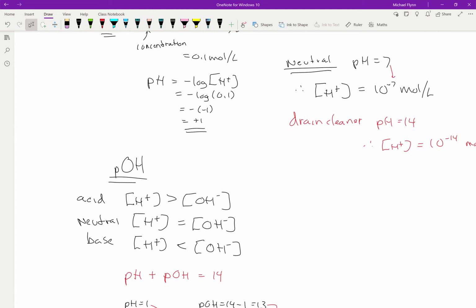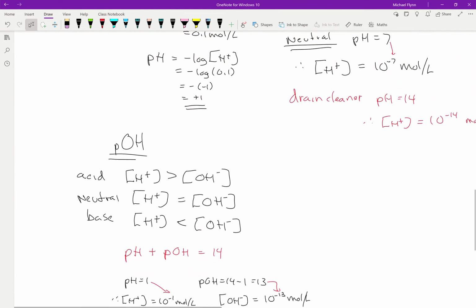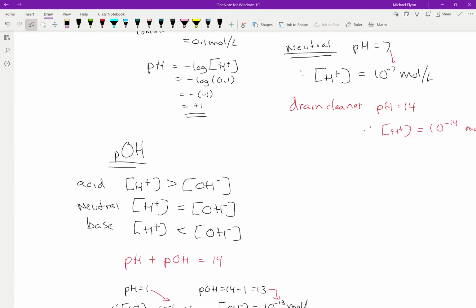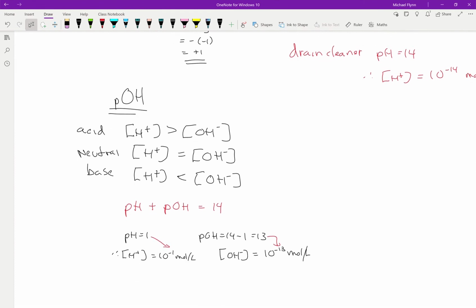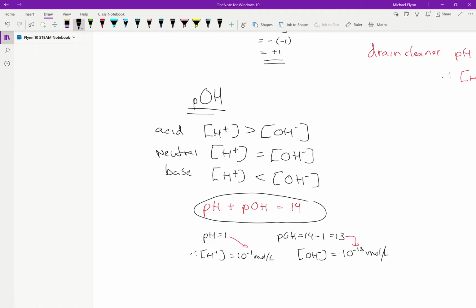So 7 is neutral, less than 7 acid, greater than 7 base. Okay, just remember that, and just remember how to use this log button. It's kind of cool. And also remember that the pH and pOH add to 14, like you saw down here, and so they're playing a little game of who's greater in the solution, the pH or the pOH, right? So which one has the higher concentration? If it's an acid, H plus has a higher concentration. If it's a base, the OH minus has a higher concentration, right? So let me show you the worksheet.